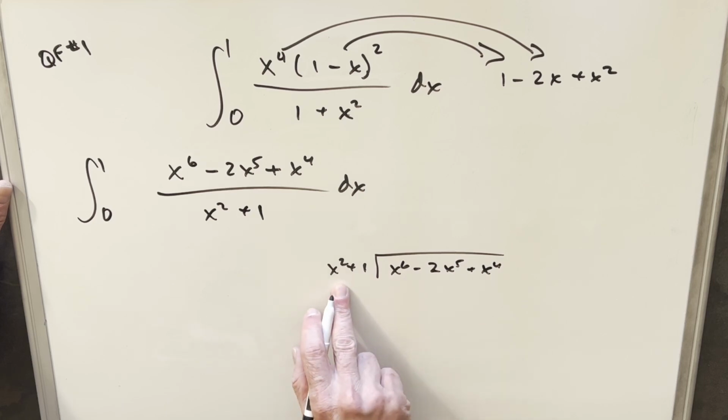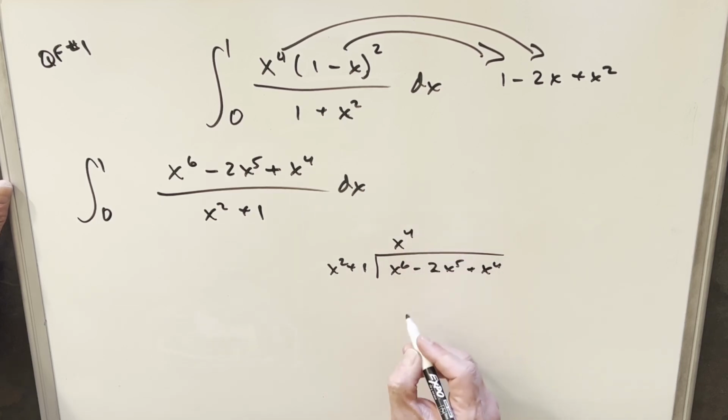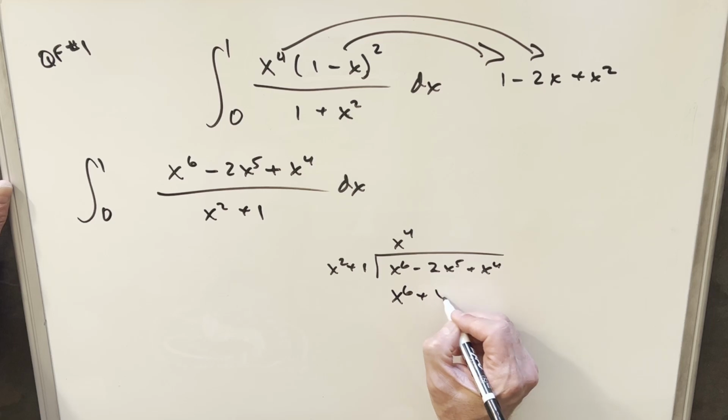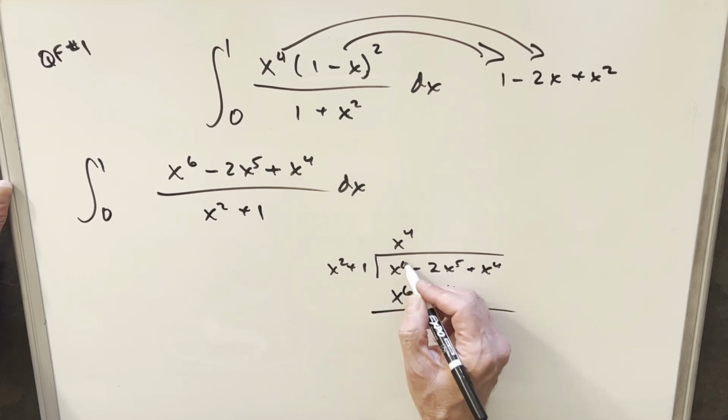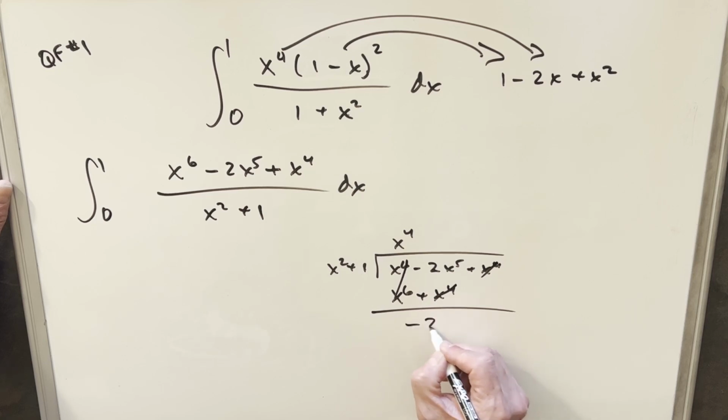So first, dividing x squared into x to the 6th, we want to multiply in an x to the 4th. I'll multiply x to the 4th times this. We'll have x to the 6th plus x to the 4th. This is going to cancel. This is going to cancel. And we'll have a minus 2x to the 5th.